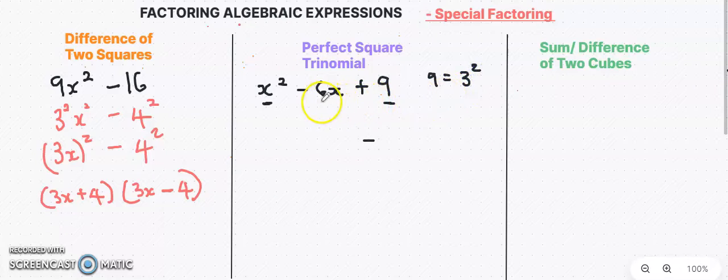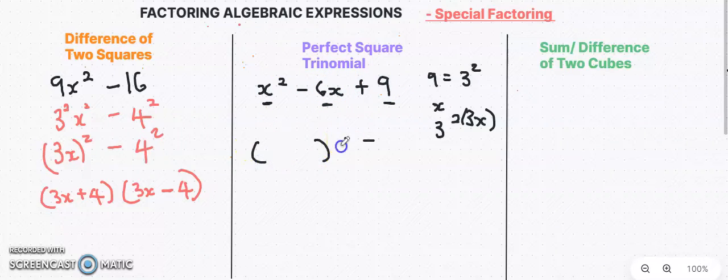And the middle term is 2 times the product of the square roots of the first term and the last term. The square root of x squared is equal to x, and the square root of 9 is equal to 3. So the product of their square roots is 3x, and then 2 times the product of the square roots, 2 times 3x, is 6x. So the middle term is 2 times the product of the square roots of the first term and the last term. And this is how we know that it is a perfect square trinomial.